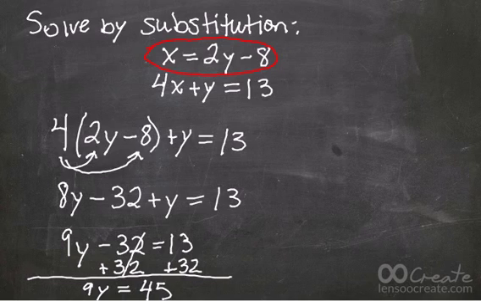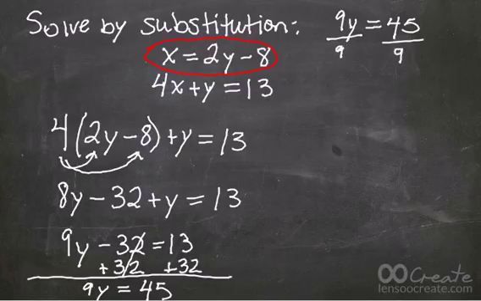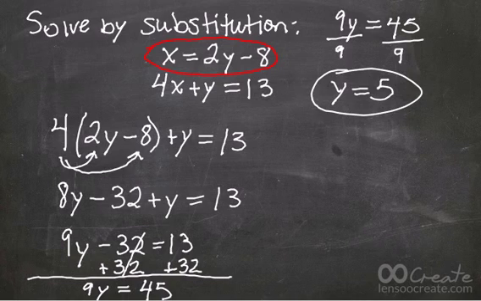Now, I'm just going to continue up here. So you have to divide both sides by 9. Now, what is 45 divided by 9? You guys will be allowed to use your calculator, so that shouldn't be a problem. Y equals 5. Final answer? No. We still have to find our x. I'm going to do that in a different color.